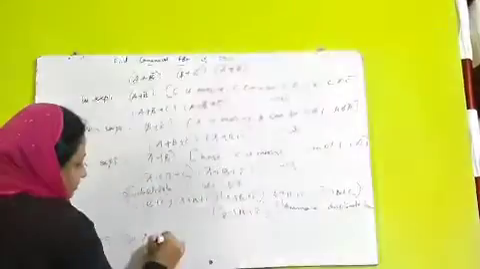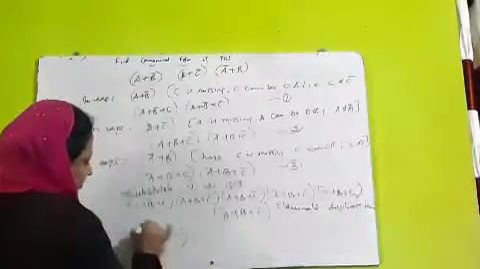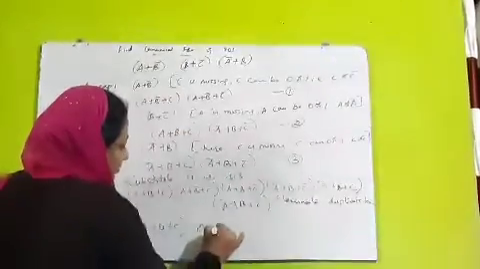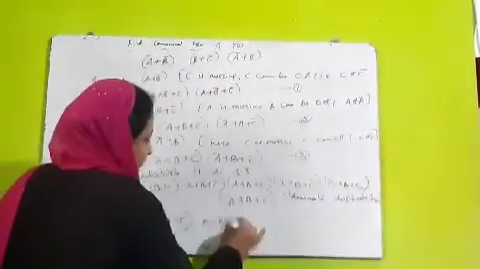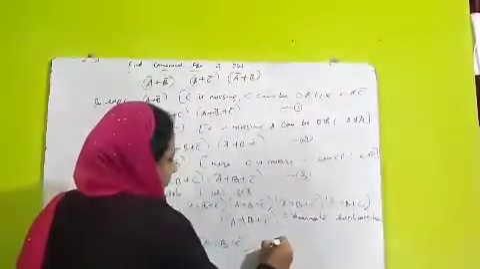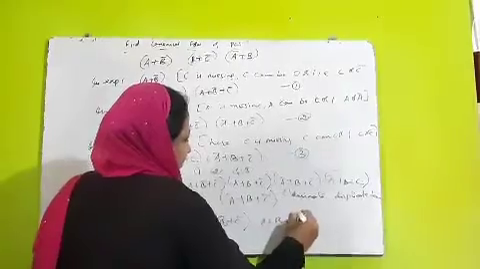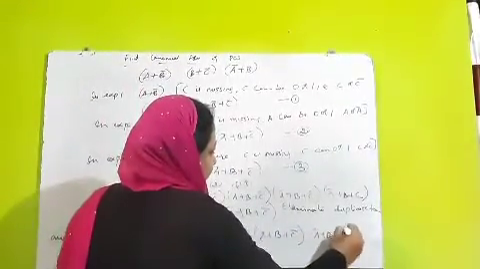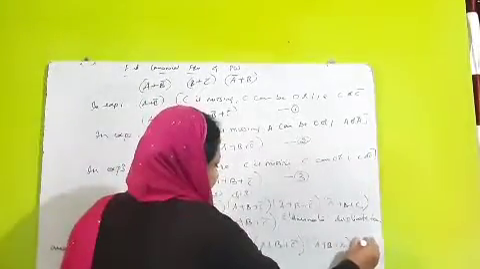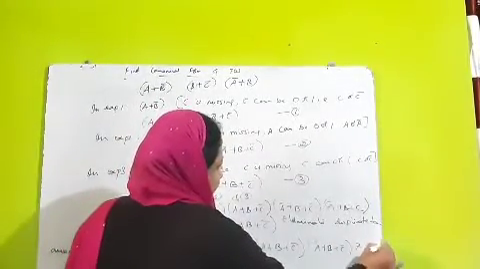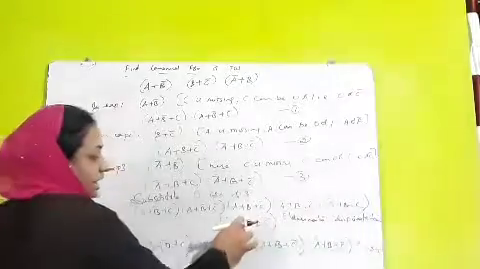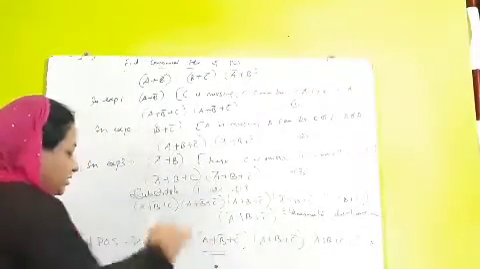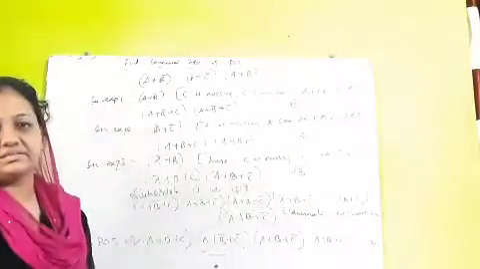Okay, so the canonical POS is A plus B bar plus C, A plus B bar plus C bar, A plus B plus C bar, A bar plus B plus C bar, A bar plus B plus C. We will not add the repeated one because it is a duplicate term. So this is the canonical form of POS.